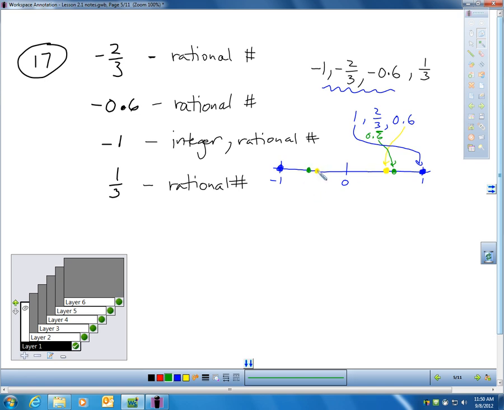But can you see that in this case, negative 0.6 is the farthest to the right. It's the biggest of the three. That's not the smallest, that's the biggest of these three. Negative 2/3, that's in the middle, and negative 1 is certainly the smallest. Okay? Let's try another one.